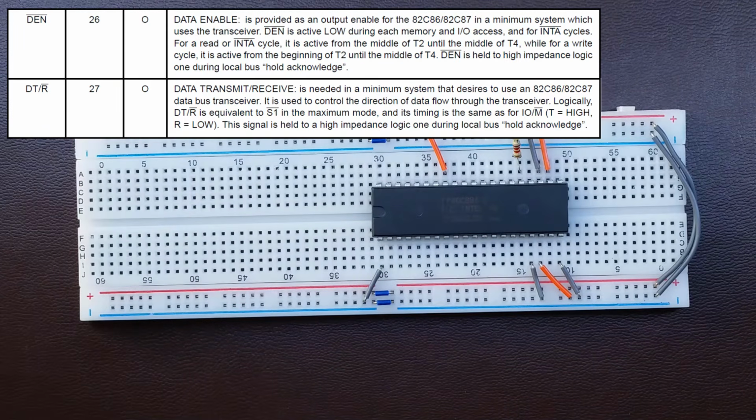Pin 26, DEN, data enable, and pin 27, DT/R, data transmit/receive, are output signals. We're not going to use them for now.